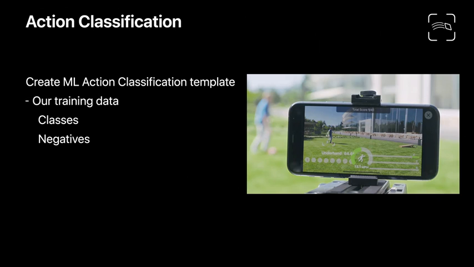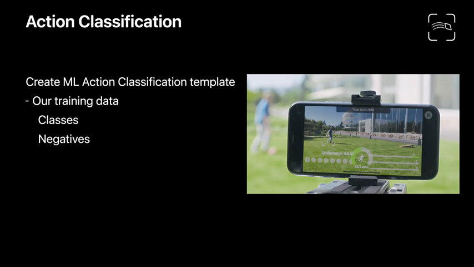Thank you, Brent. The next part we need to do is look at how we identify the type of throw. We created a custom action classification model using CreateML, in which we used our own training data. We collected videos of the throw types we wanted to classify, but also videos of just walking or picking up the bags, so that we can filter those out. Brent will later talk about some details of how we trained the model.